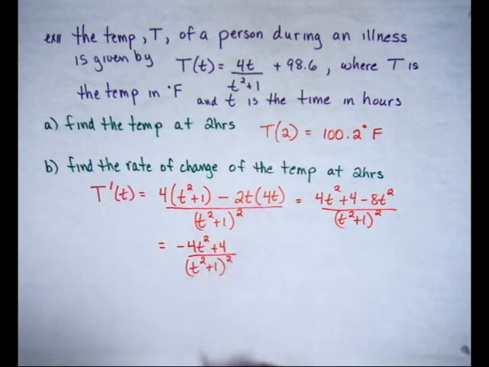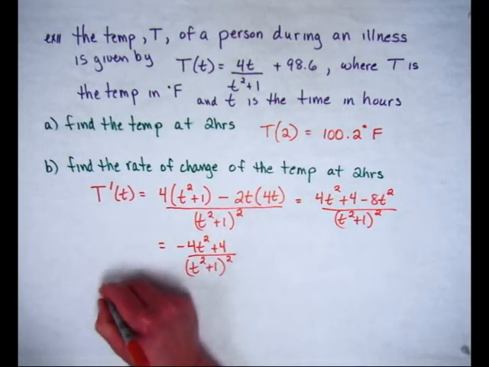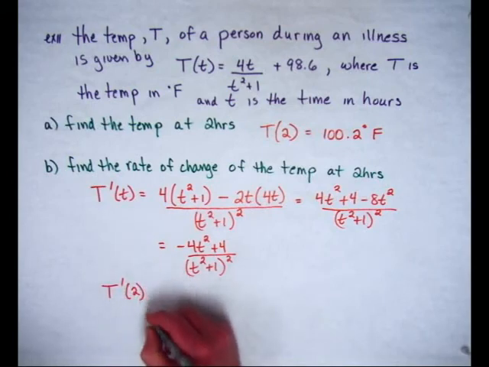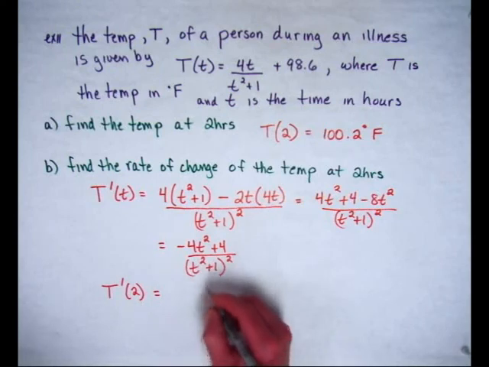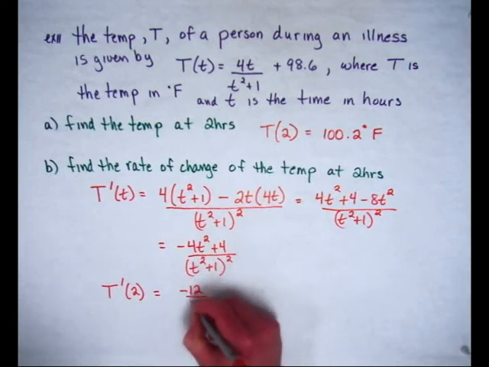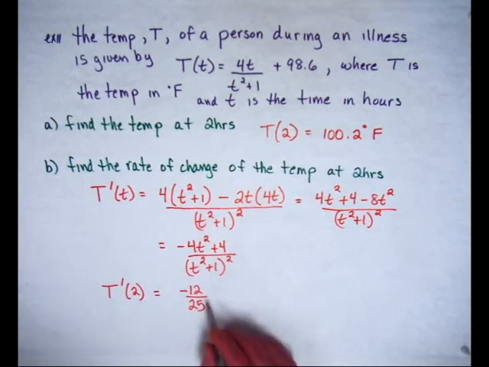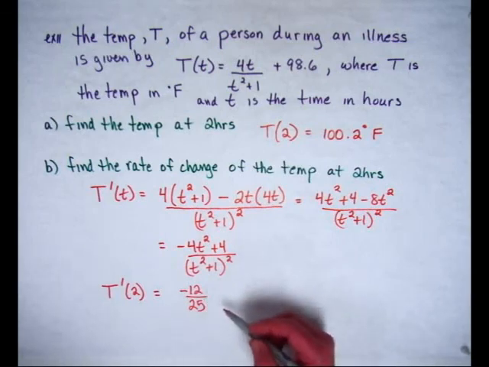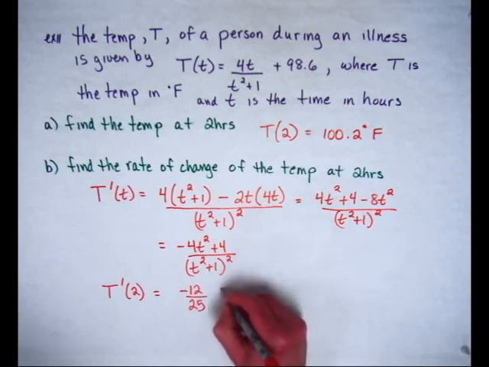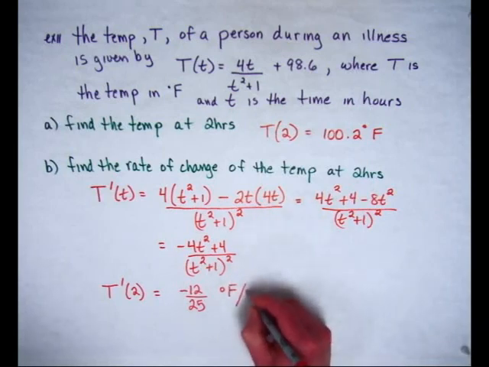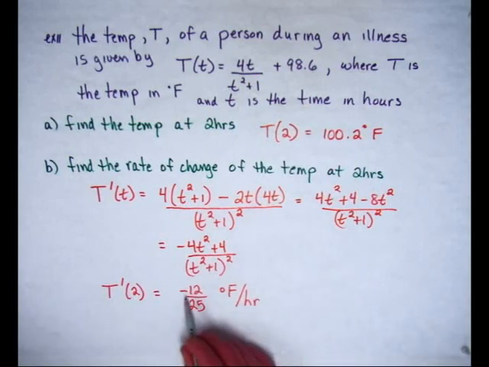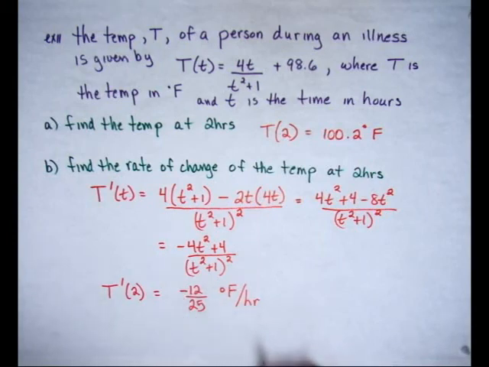Now the question wants us to know the rate of change at 2 hours, so we're just going to find T prime at 2. We're going to plug 2 into here, and it ends up being negative 12 over 25. We're finding a rate of change, so it's going to be temperature over time, so the units would be degrees Fahrenheit per hour. Notice that the number is negative. The negative is important. It tells us that it's a negative slope. In other words, the person's temperature is decreasing. So the person seems to be on the mend. Finding a rate of change can be a lot more descriptive than just finding a point.